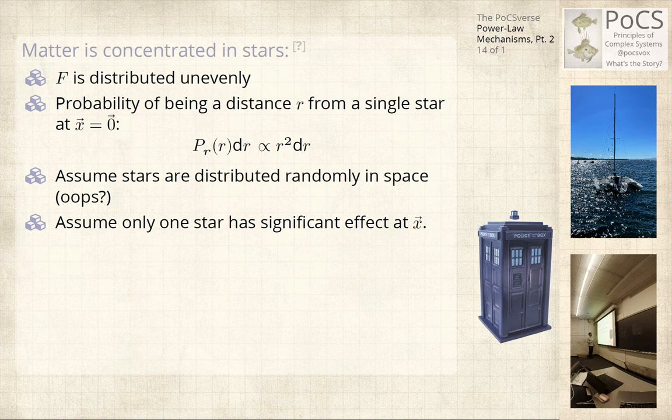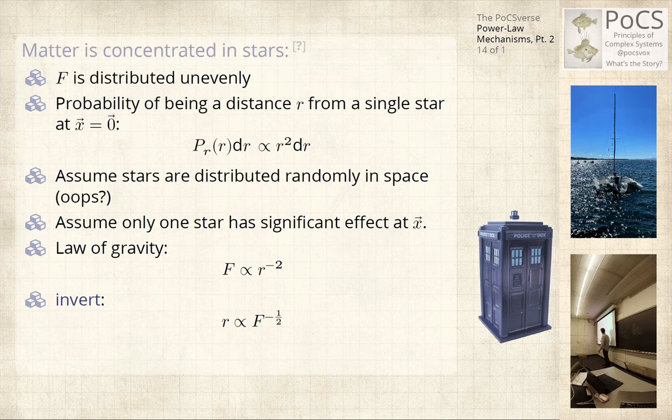So the law of gravity: force behaves like r to the minus 2. This is the inverse connection, right? This is the y proportional to x to the minus alpha piece. And so we're going to invert that, and we'll get simply this. And then we start off with, again, a benign distribution.